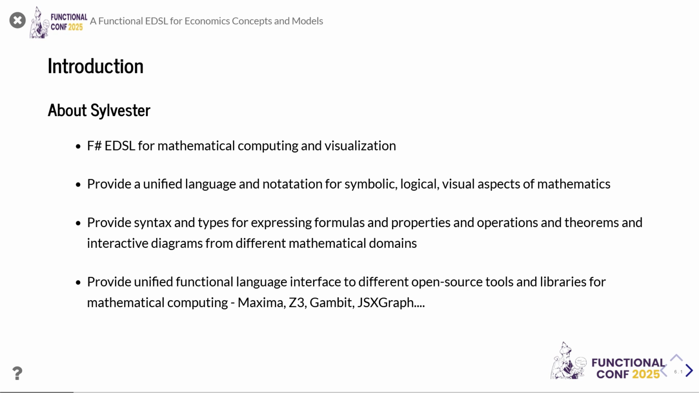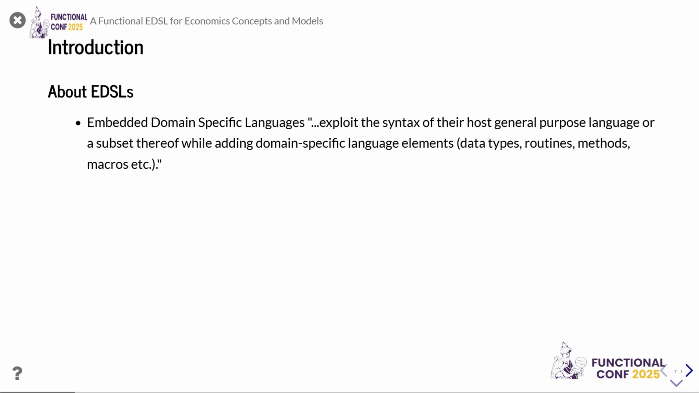You have these different tools: Maxima is a computer algebra system, Z3 is an SMT solver, Gambit is a game theory library, and JSXGraph is a graphics library. Generally, these libraries don't really interoperate that much. So what Sylvester tries to do is provide a unified syntax and a unified interface to these different open source tools.